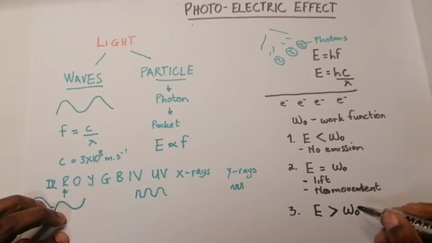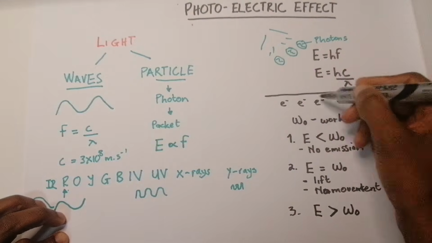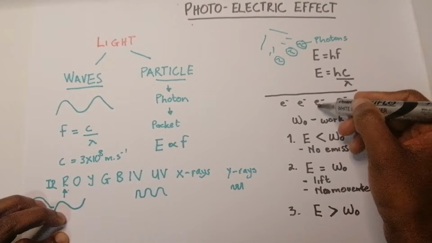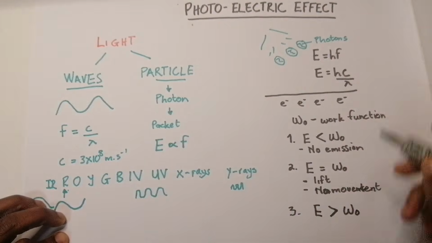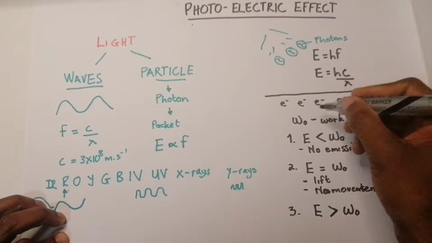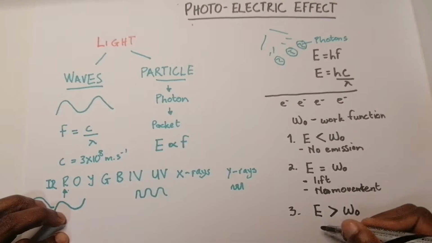Now, when we find the energy of the photon when it's greater than the work function of the metal, what happens? The photon is incident, it comes into the electron, it gives it so much energy that the electron gets excited, and what happens? Bing, out goes the electron, it starts moving.